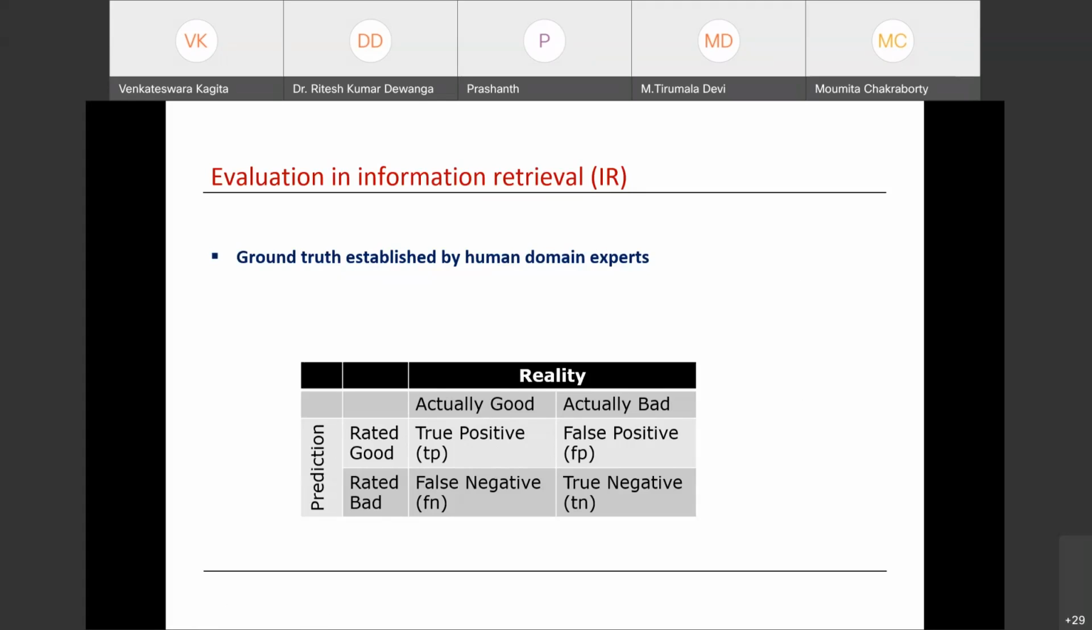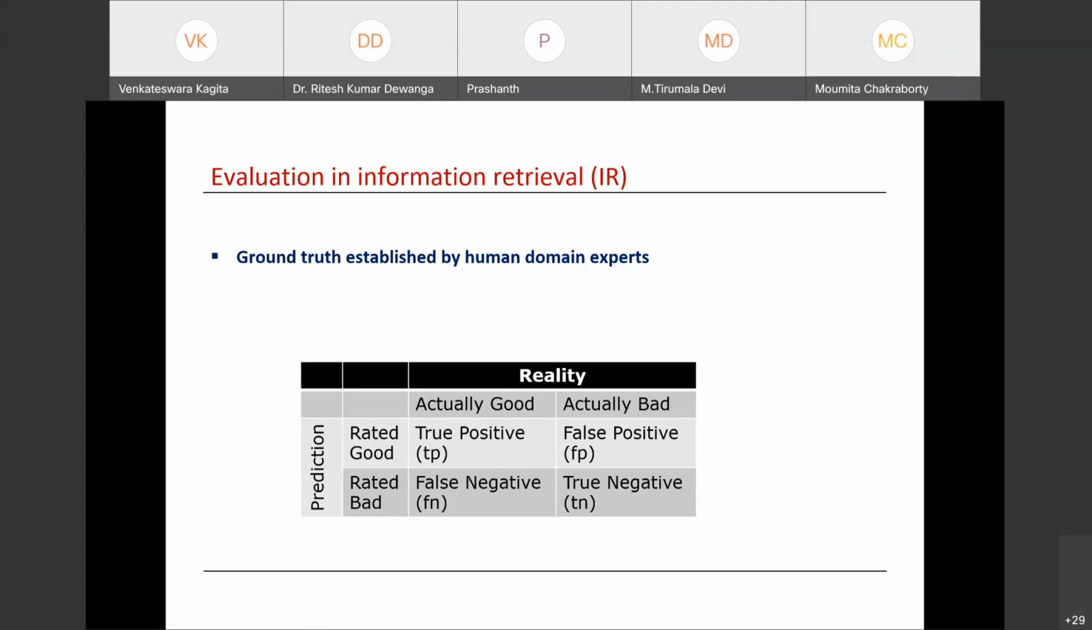It means it is falsely predicted as positive. Falsely predicted as positive case. Similarly, false negative is a falsely predicted negative case. It means actually it is good, but your system is giving it as bad. It means it is falsely predicted as negative. We call it a false negative.